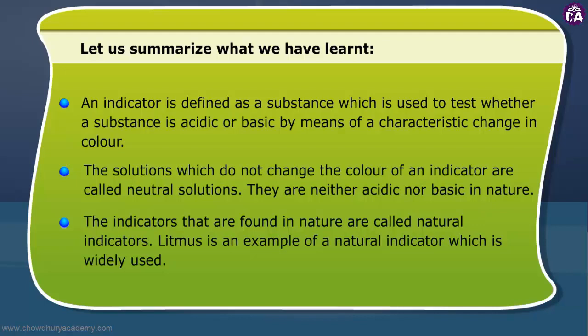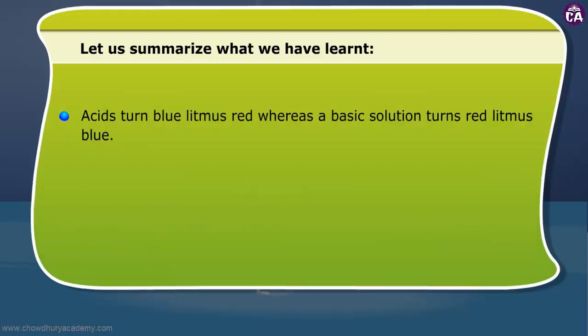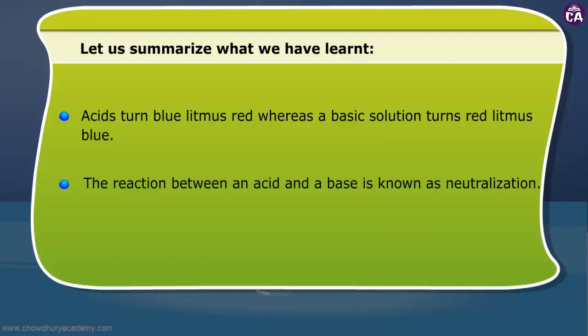Litmus is an example of a natural indicator which is widely used. Acids turn blue litmus red, whereas a basic solution turns red litmus blue. The reaction between an acid and a base is known as neutralization.